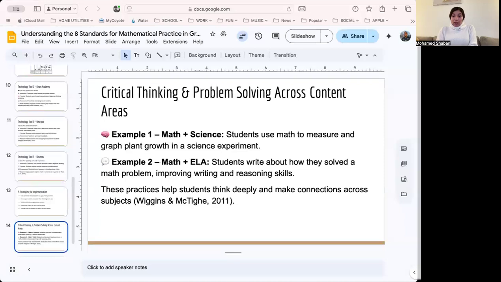Here are 2 ways these math practices help in other subjects. In science, students model data from experiments using graphs. In writing, students explain the steps of a math solution clearly and with correct vocabulary. These connections build critical thinking and problem solving across all subjects.